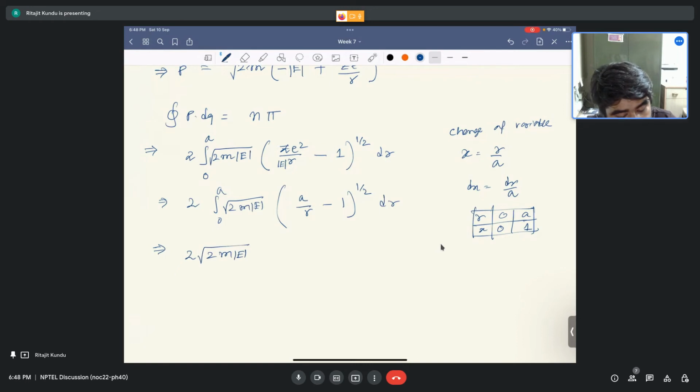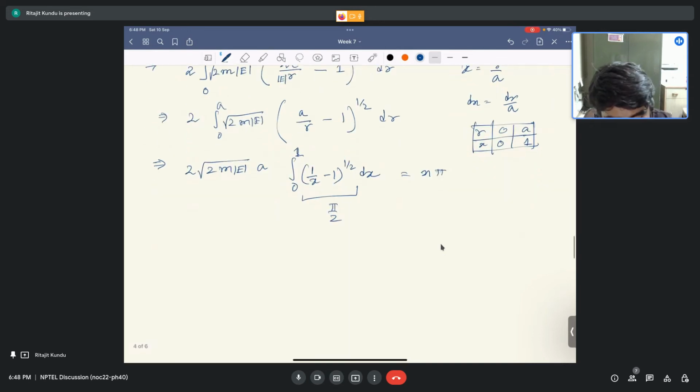There is one a sitting here, and it becomes integral 0 to 1, 1 by x minus 1 to the power half dx. This kind of integration is easy to do using something called contour integration, which you will learn in a complex analysis course, but we are not going to go there. So I'll give you the identity for this. This is nothing but pi by 2. If you calculate this integration, you'll find this is pi by 2, so n pi.